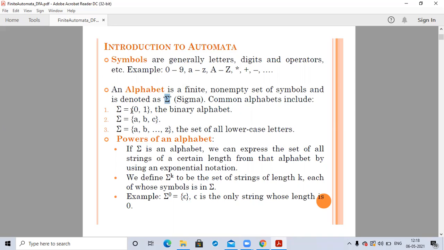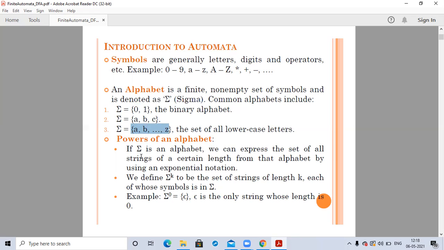What are the common alphabets we have in automata? The binary alphabet is sigma equal to {0, 1}. Another alphabet is the English letters, so you may have sigma equal to {a, b, c}, or sigma equal to {a, b, c, d, up to z}. Here the lowercase letters could be considered as the alphabet. Remember that.